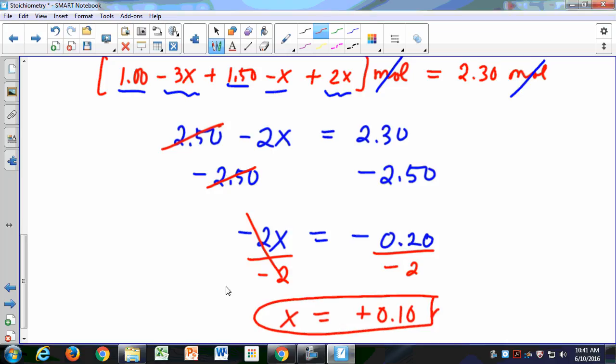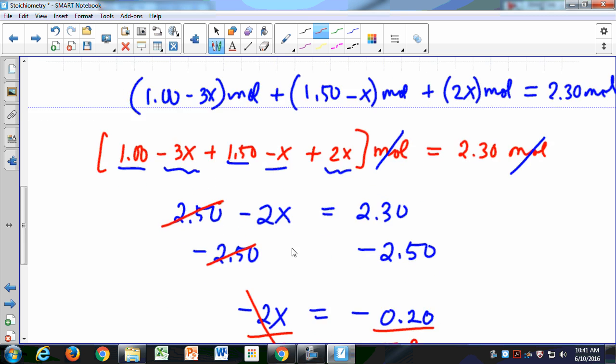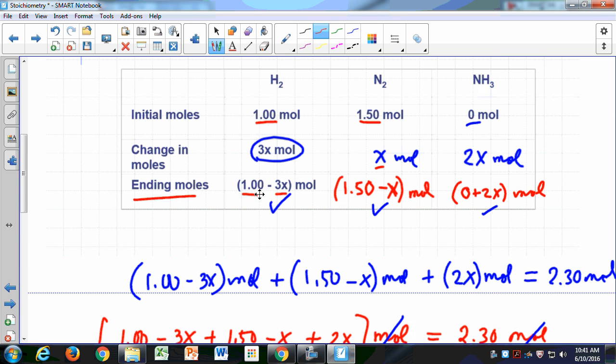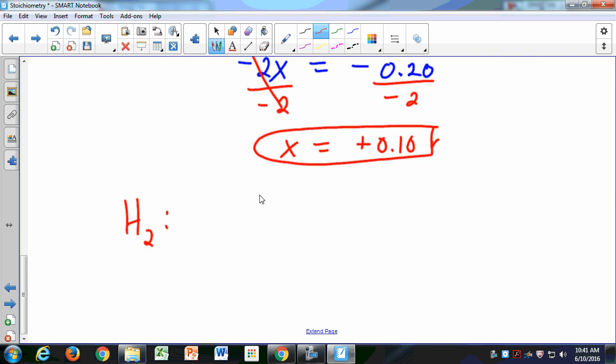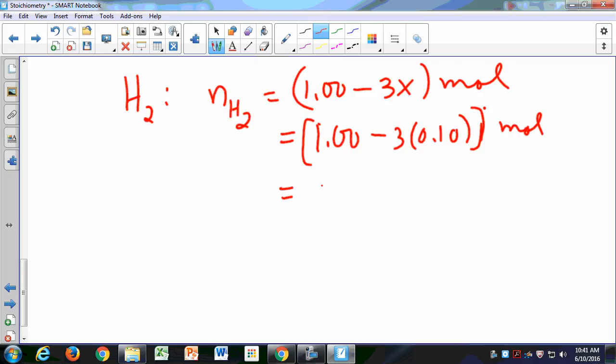Now that we know that, we can figure out how much H2 we have at the end. Remember, to start off we have 1, you lost 3x, so now you have 1.00 minus 3x moles of H2. That's 1.00 minus 3 times 0.10. 1 minus 0.3 is 0.70 moles of H2.